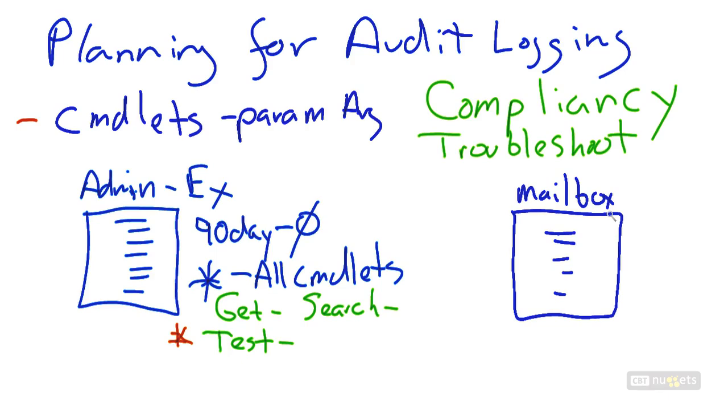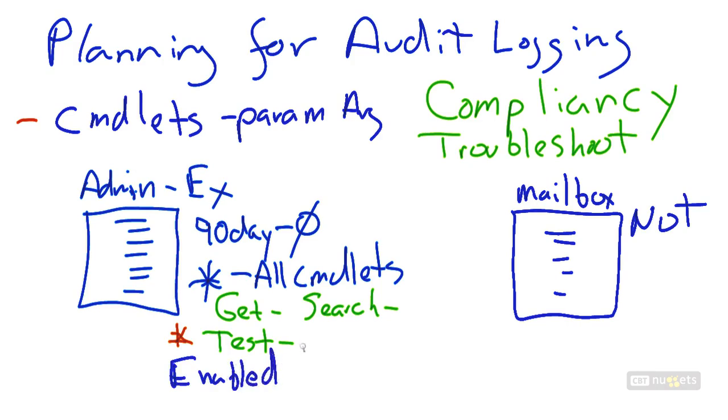Now, mailbox auditing is not enabled by default, and you would have to enable that if you wanted to. We'll talk a little bit more about that one towards the end. The admin audit log is turned on by default. Now, you can completely disable this as well if you want. It's enabled by default, and it should be left on.